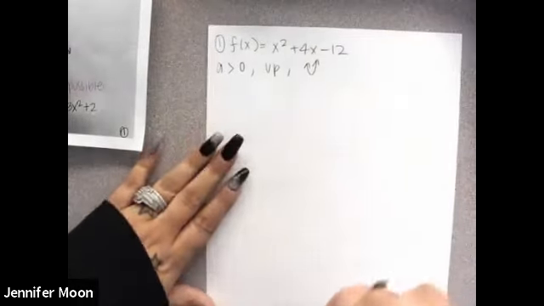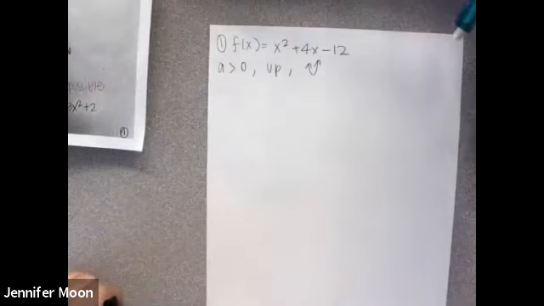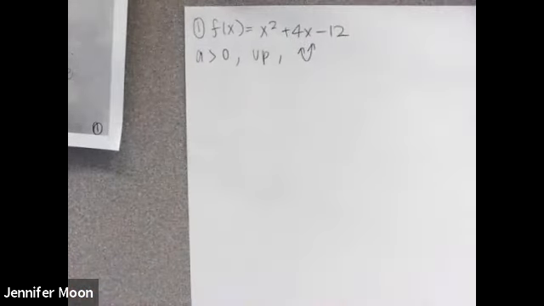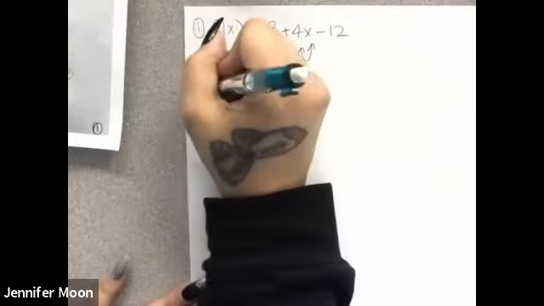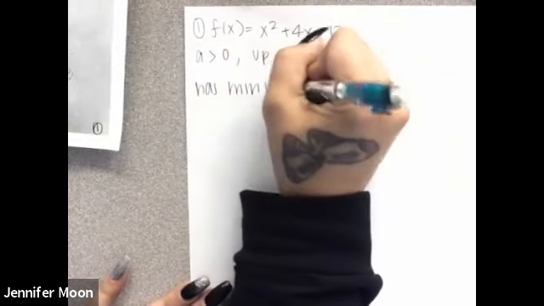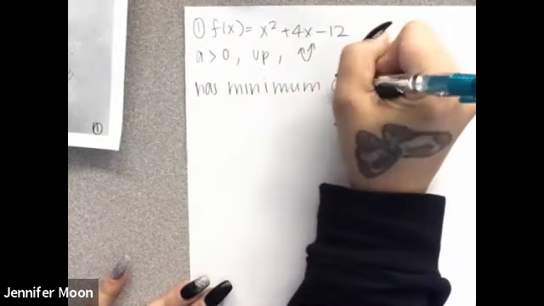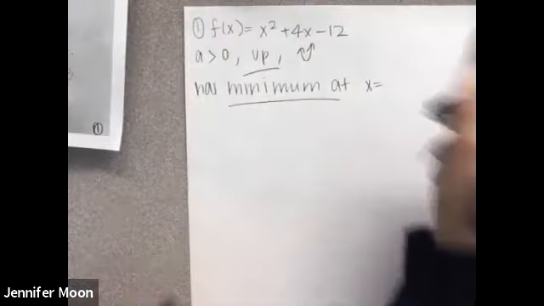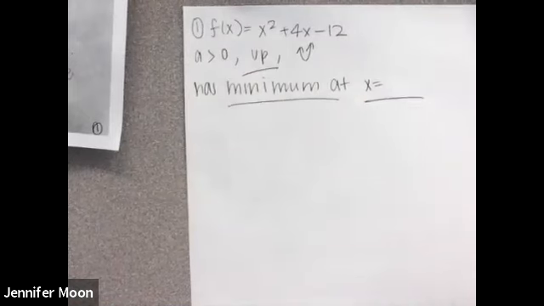If it opens up, that means that it has a minimum. And the minimum is going to occur at the vertex. Usually in the homework, it wants my x and my y, but she already told me all she wants is just the x value that it occurs at. So this has a minimum at x equals. I actually need to figure out what my x point is. This isn't in standard form. This is in general form.